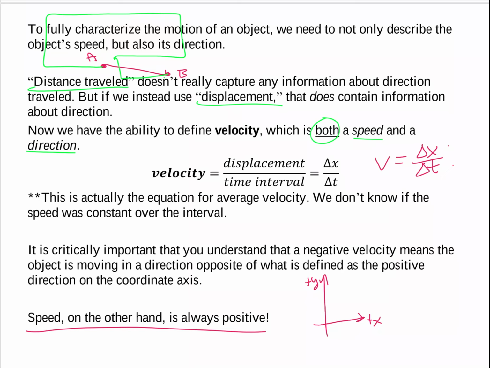So when we're calculating with velocity, if we get a negative answer, the negative sign is telling us we're going against the positive direction, whatever the positive direction was defined as. And that is maybe the confusing part right now. So we have to keep in mind what coordinate system we're dealing with, and also whether we are talking about velocity or speed.